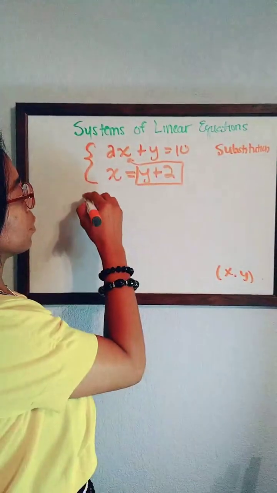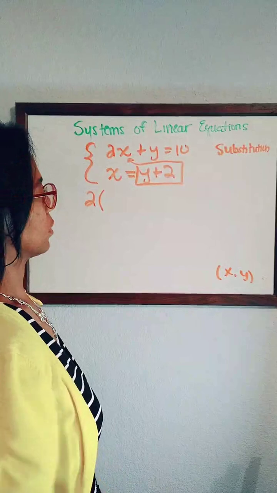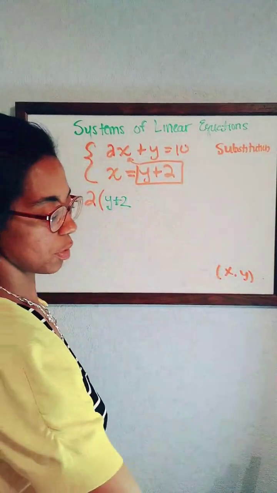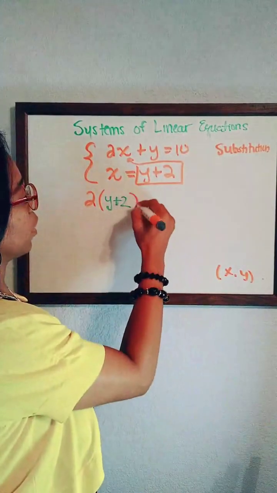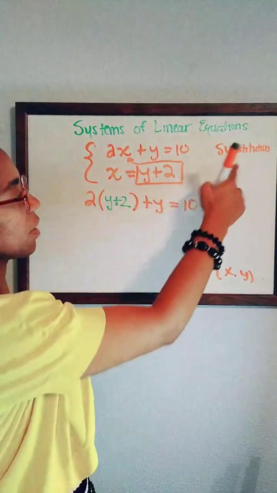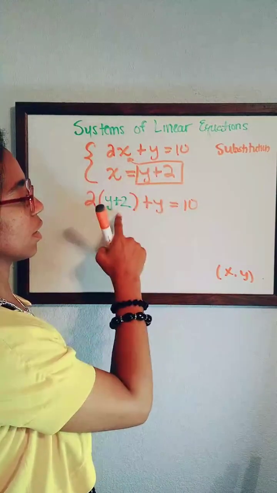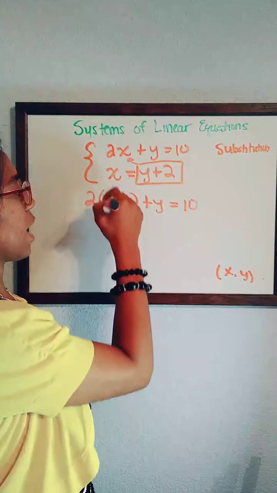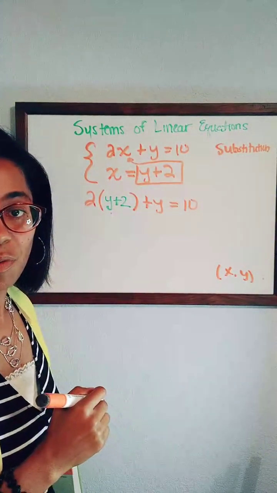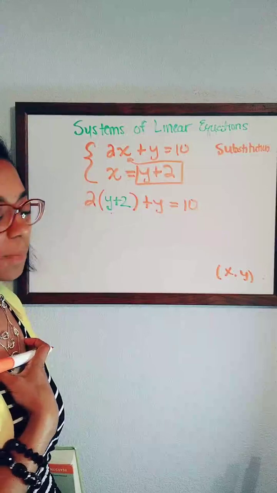So I'm going to say 2 times y plus 2 plus y is equal to 10. I'm substituting the information that I have found is equal to x in for x. Now I have one variable to solve for, which makes my life so easy.